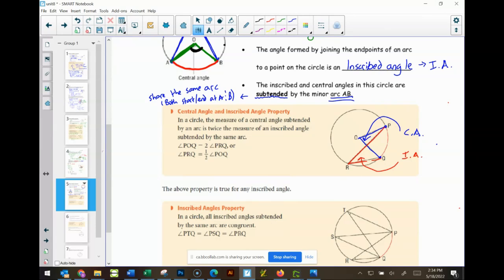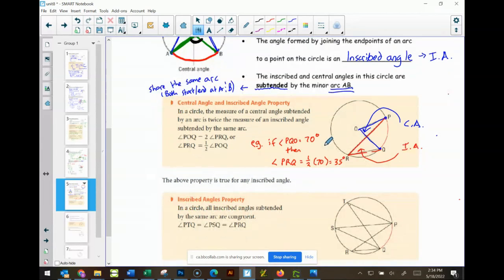For example, if angle POQ equals, let's just say, 70 degrees, then angle PRQ equals half of 70, which is 35 degrees. So that's a very useful property that we can use when we're trying to figure out angles in a circle.